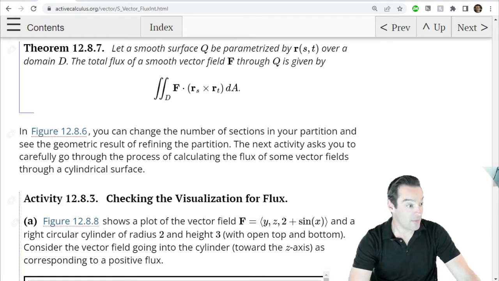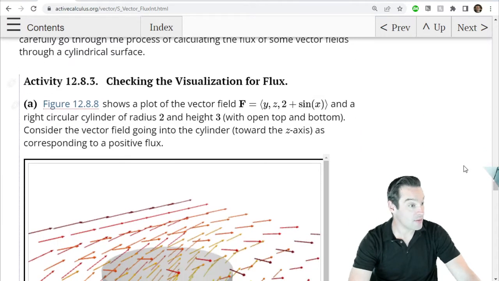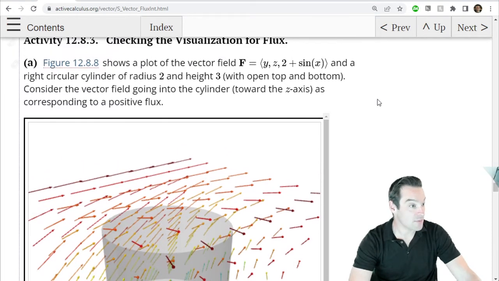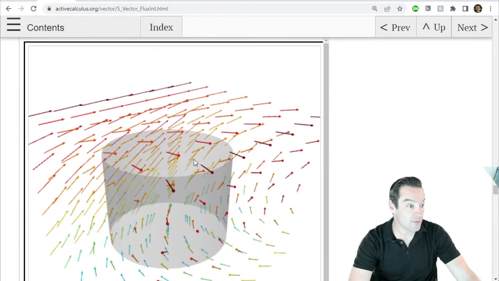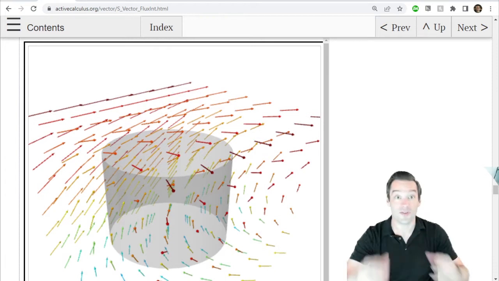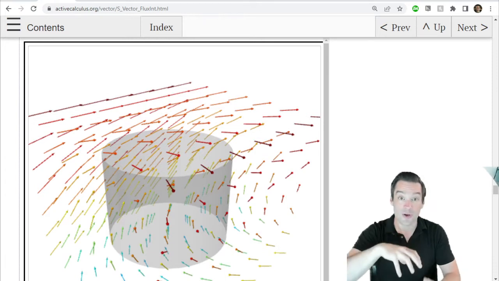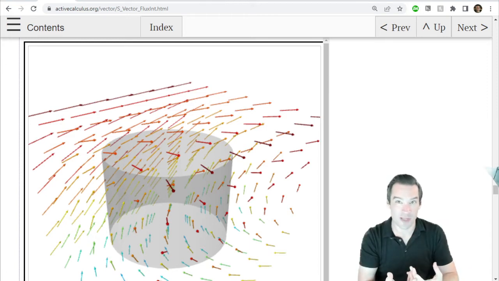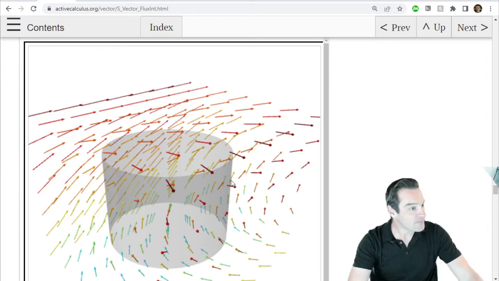So our next activity is to do one of those calculations, and that begins with picking a vector field, y, z, 2 plus sine x. So there's our vector field. And our surface is a right circular cylinder of radius 2 and height 3, and its top and its bottom are open. So this is not the whole can of soda, it's just the label on the side of the can of soda. I guess soda cans don't have labels, but you know what I mean. So it's just that part of the cylinder that goes around.